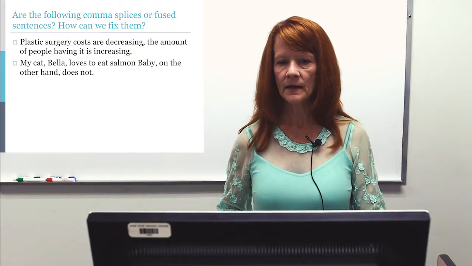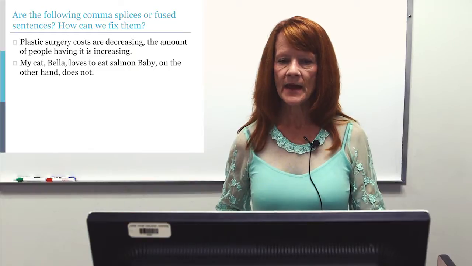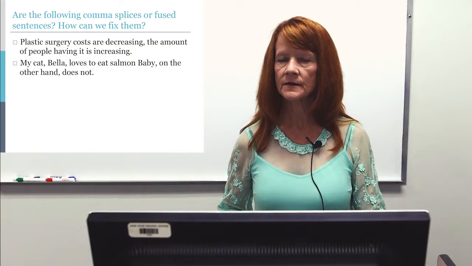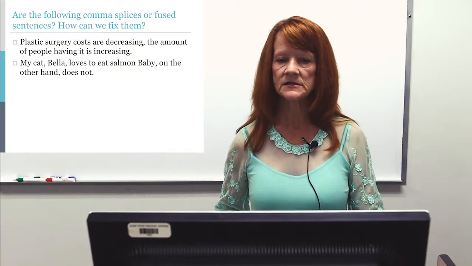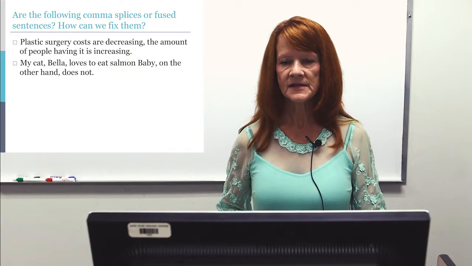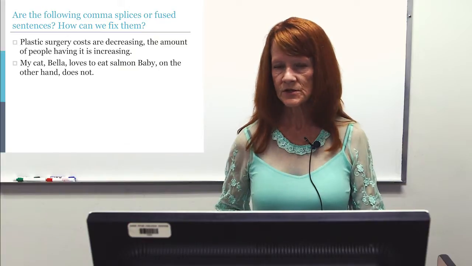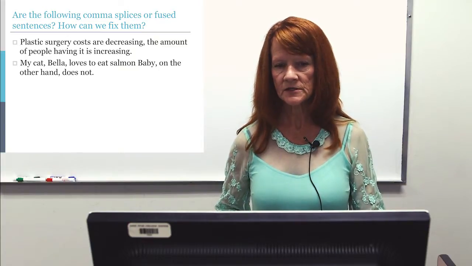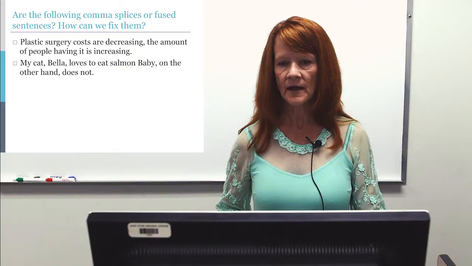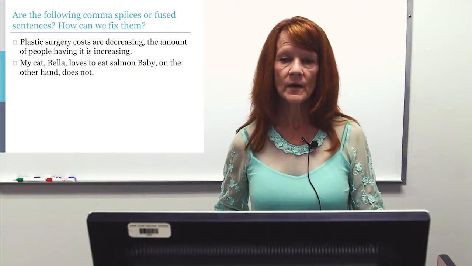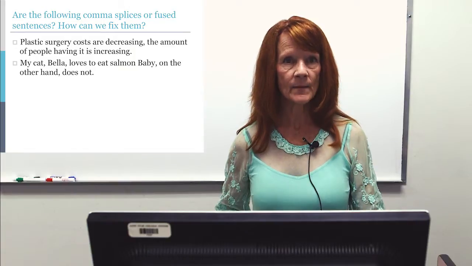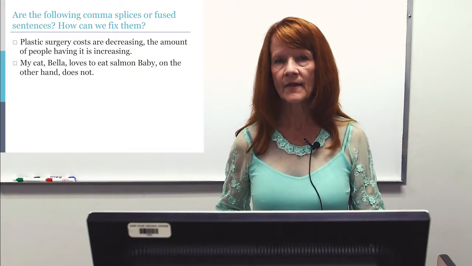My cat, Bella, loves to eat salmon. Baby, on the other hand, does not. Now think about it. In this case, it sounds like the salmon is Baby, which makes no sense whatsoever. The two sentences are, my cat Bella loves to eat salmon. Baby, on the other hand, does not. So we could add a period after the word salmon, or we could apply one of the other comma rules.